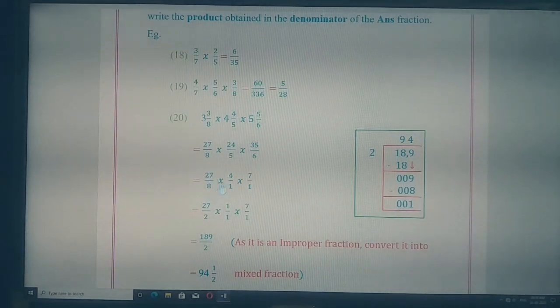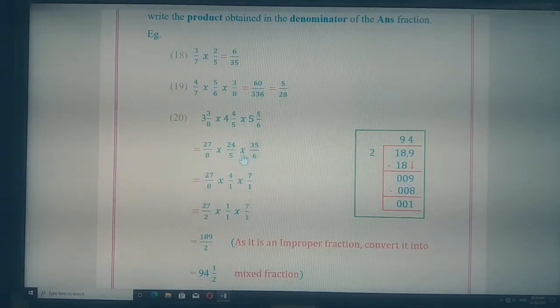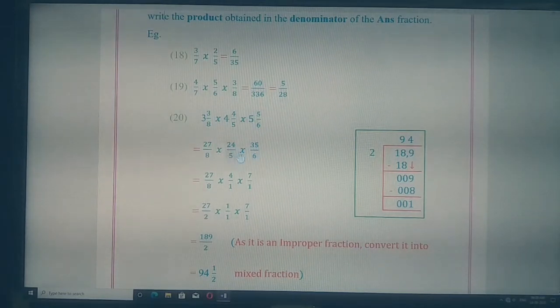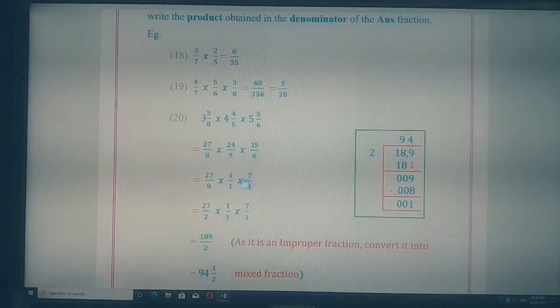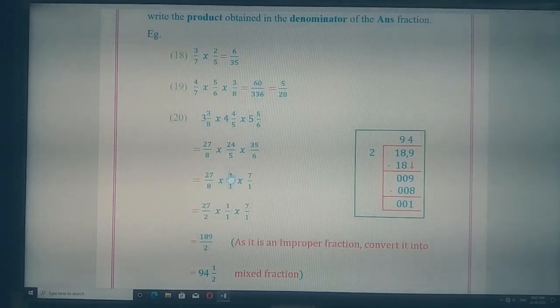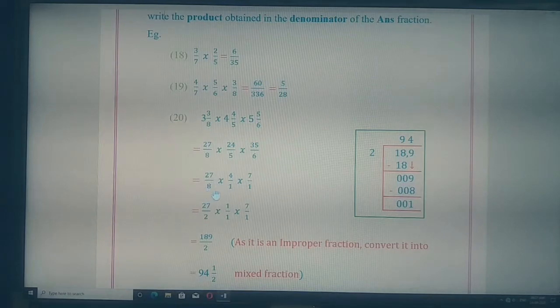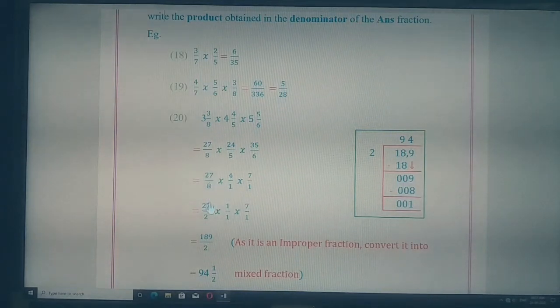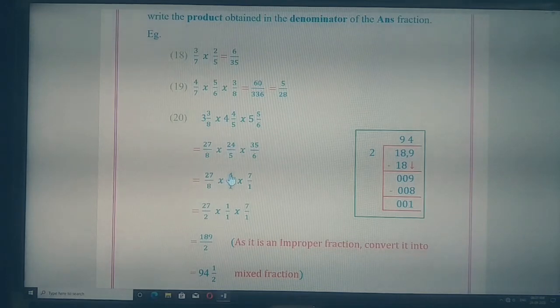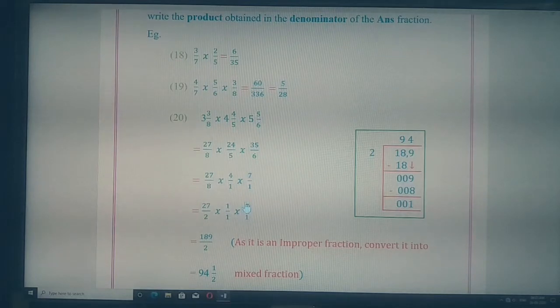Now the next step is 27 upon 8, 4 upon 1 into 7 upon 1. This 4 upon 1 came when we cancelled 6 and 24 with 6's table. Same way, 5 and 35 are cancelled with 5's table, so I get 1 and 7. Now if we observe this group of fractions again, we can see that 4 and 8 can be cancelled using 4's table. 4 comes in 4's table and 8 also comes in 4's table. 4 1s are 4 and 4 2s are 8. So we'll write 27 upon 2 instead of this 4 because it is cancelled. 4 1s are 4, so 1 I have to write. 1 upon 1 and this 7 upon 1 I have to write.